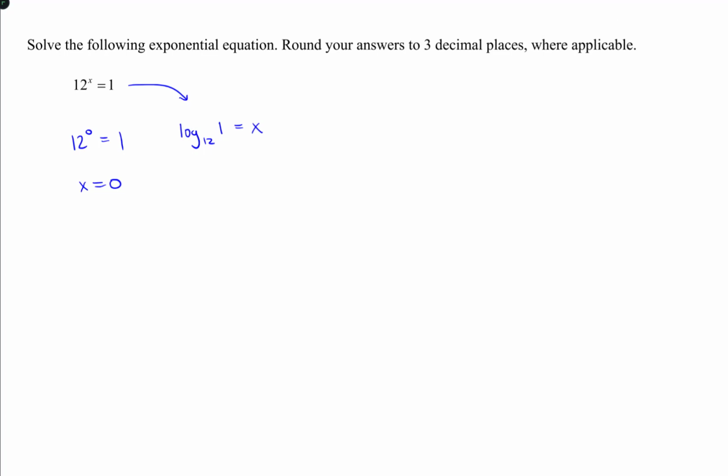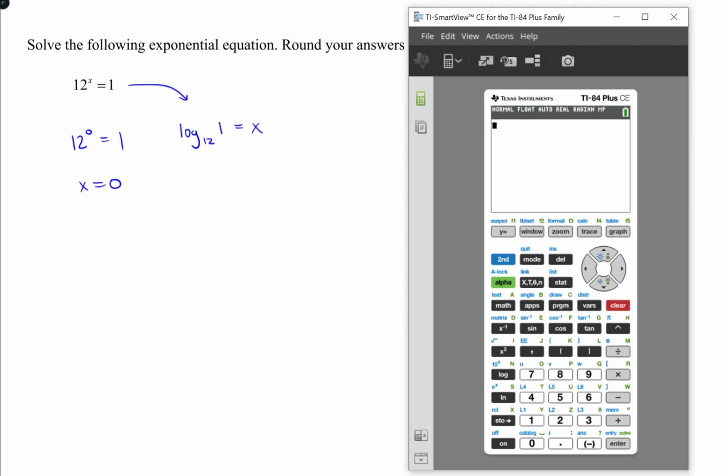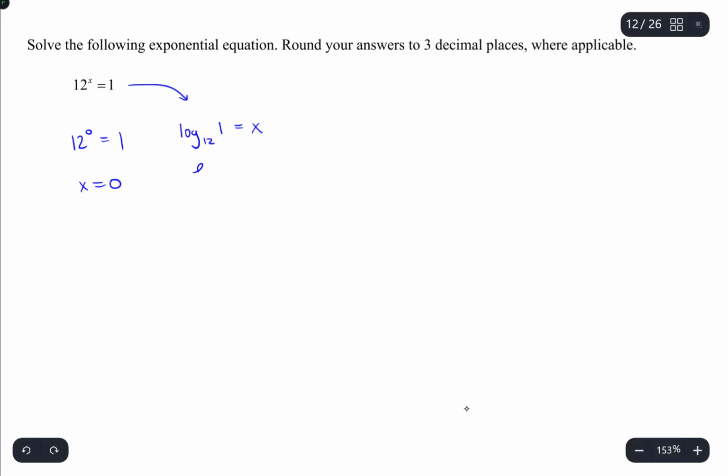Well, you could use your calculator, as long as you recall that you can't do base 12 logarithms on your calculator directly. You have to use the change of base formula. And the way I like to use the change of base formula is to just take the natural logarithm, well, I'll write this out. The natural logarithm of the argument divided by the natural logarithm of the original base.